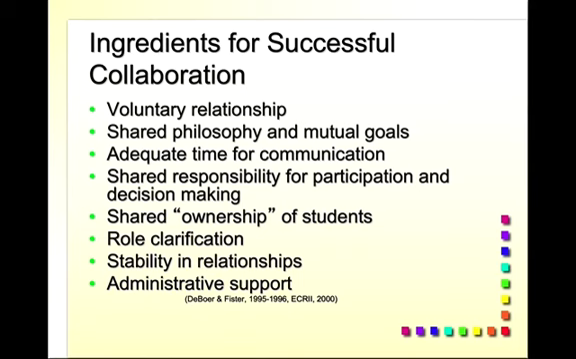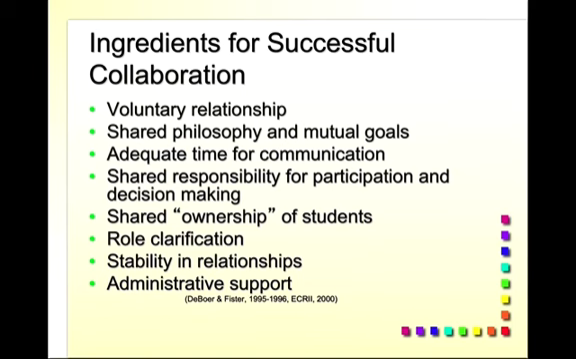There needs to be a discussion about roles. When two teachers have very different ways of approaching the classroom, it's really important that they're clear about who's going to do what, when they're going to do that, and so that they're not kind of stepping on each other's toes. Stability in a co-teaching relationship is really important.